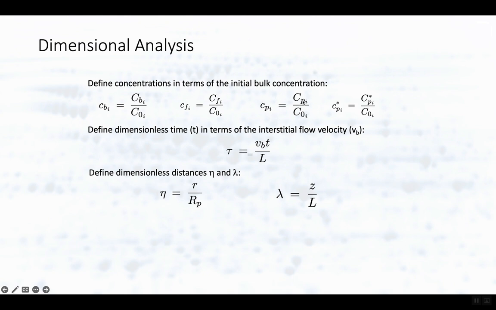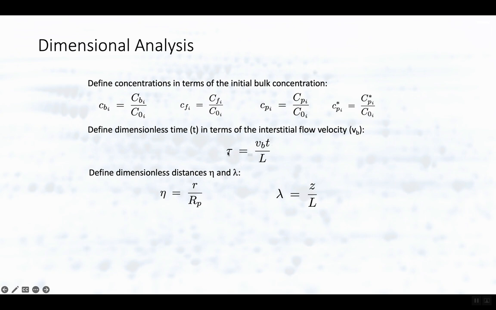The concentration at the surface of the particle, sometimes will be higher than the bulk, but it's never higher than C0. The concentration inside the pores of the particle, again, can be higher than the bulk, because remember, it can diffuse back out once the bolus moves by, but it can never be higher than C0. So all of these are bound by the range 0 to 1.